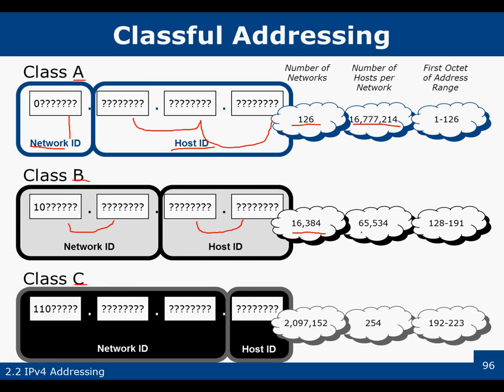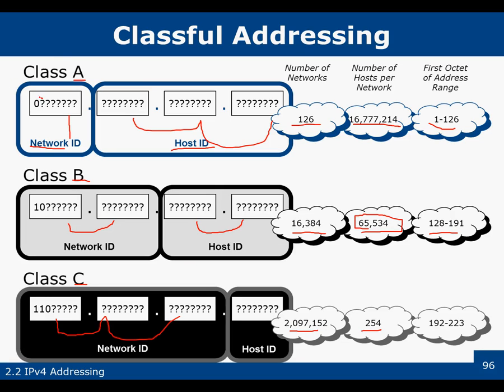16,384 networks, 65,534 addresses on it. And these are the address ranges for the different classes. For class C, we have 3 octets, 3 numbers for the network address and 1 for the host. So we have 2 million networks and 254 addresses on each of those networks.